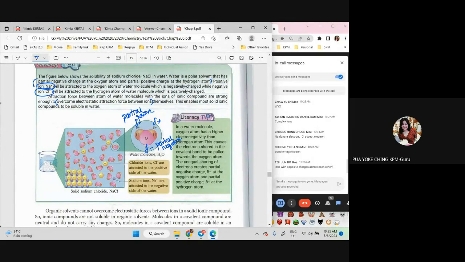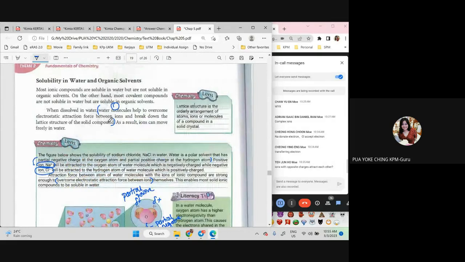This is very detailed already. So, tadi hanya 2 markah, right? So, you no need to write until so detailed. So, kita hanya bagi tahu water molecules overcome electrostatic forces between ions and breaks down the lattice structure of the solid compound. Kalau you nak lebih jelas, then you say ionic compound here.